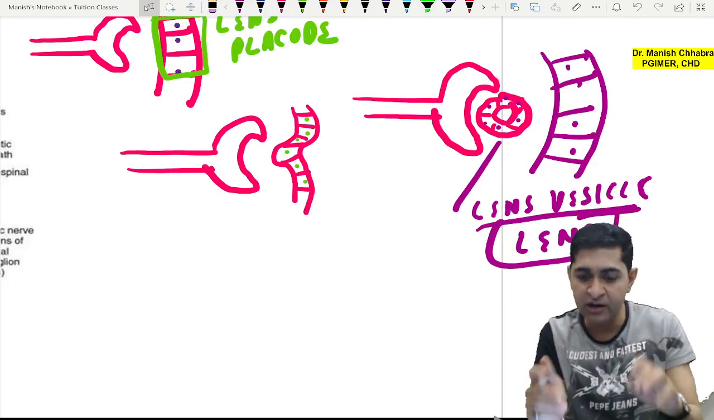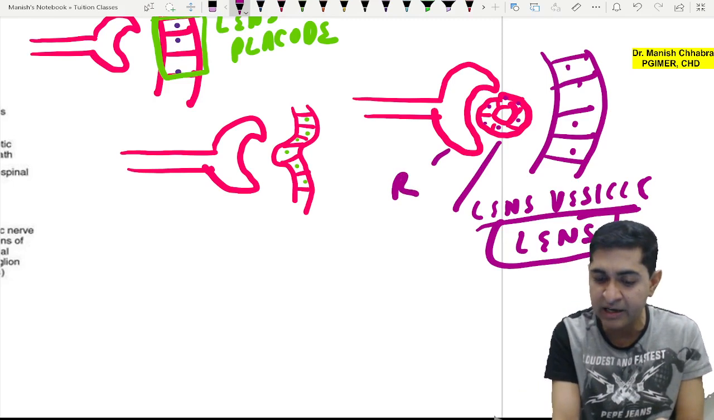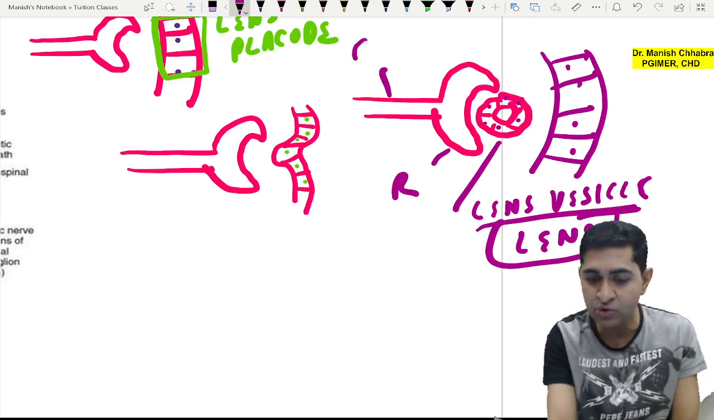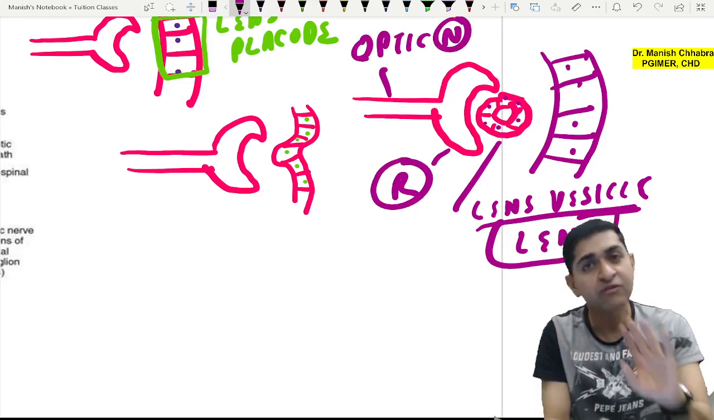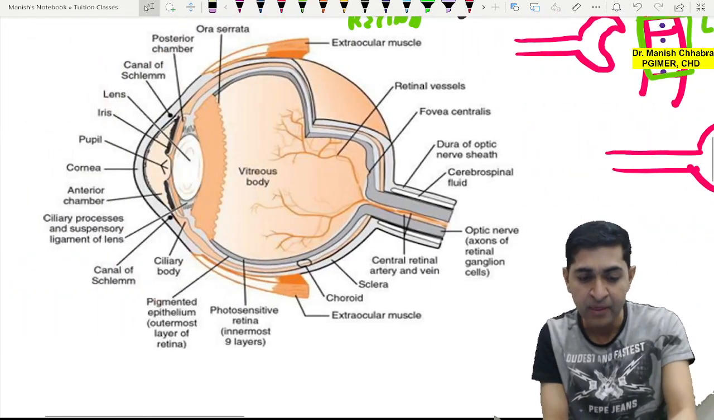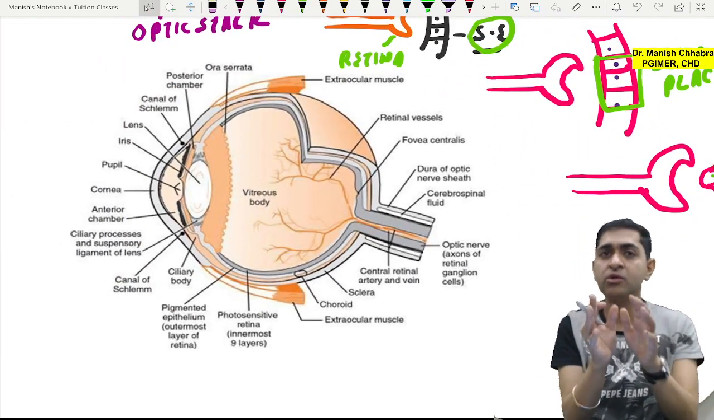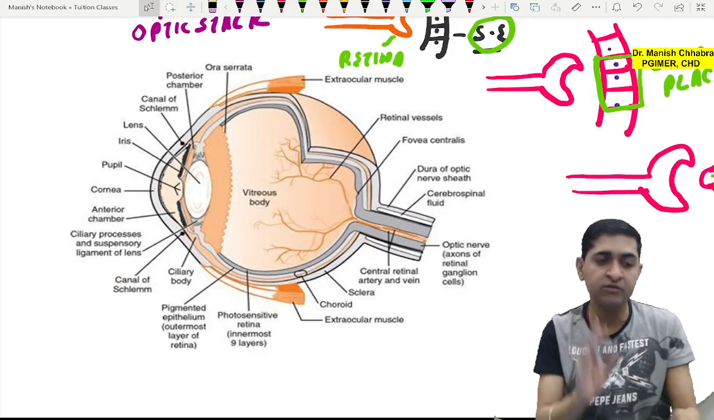So right now you have understood that this is going to form the retina. This optic stalk is going to form your optic nerve. Optic nerve, this is your retina, and this is going to form your lens. We shall proceed forward. So this is how some structures of the eye are formed.